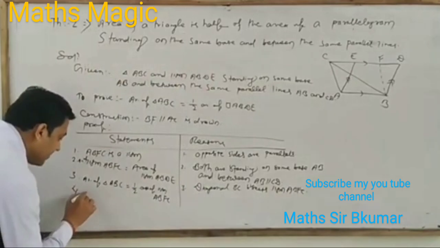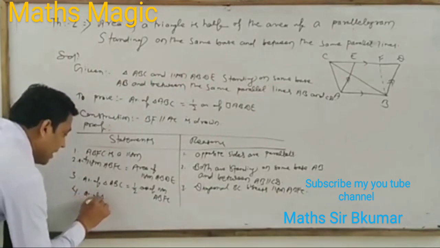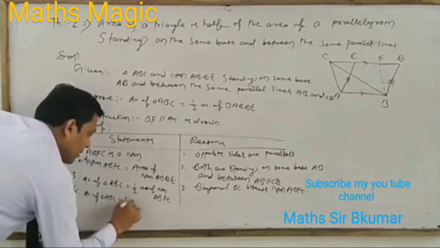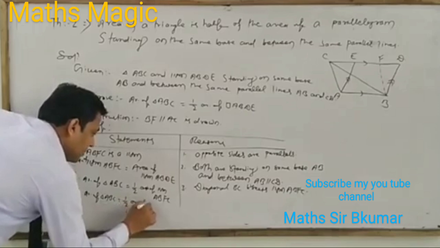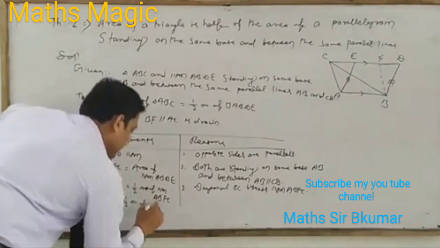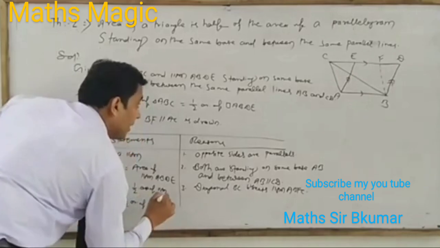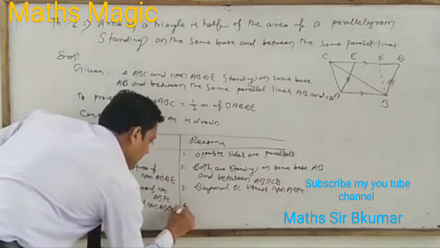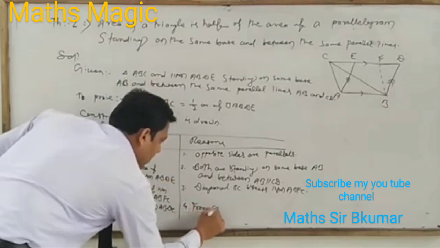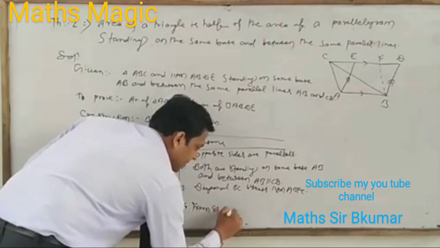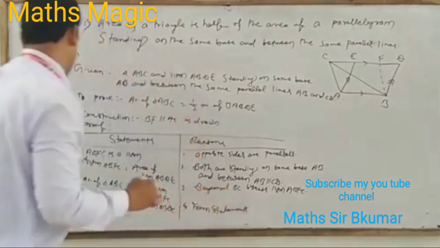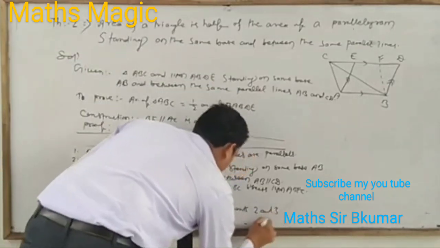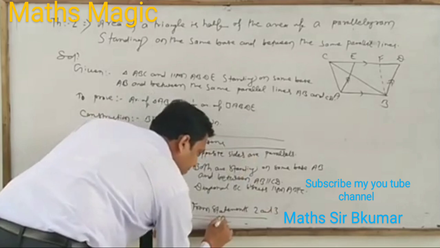After that, you can add there: area of triangle ABC is equal to half the area of parallelogram ABDE, from statements 2 and 3.